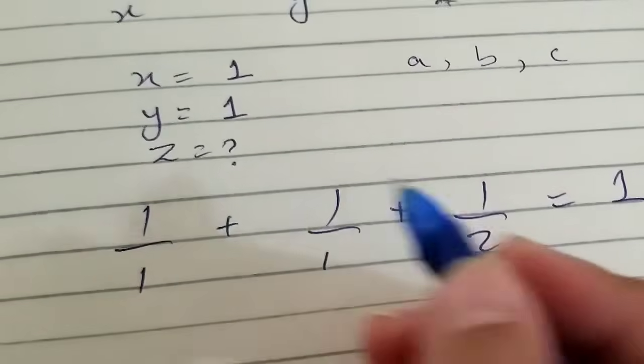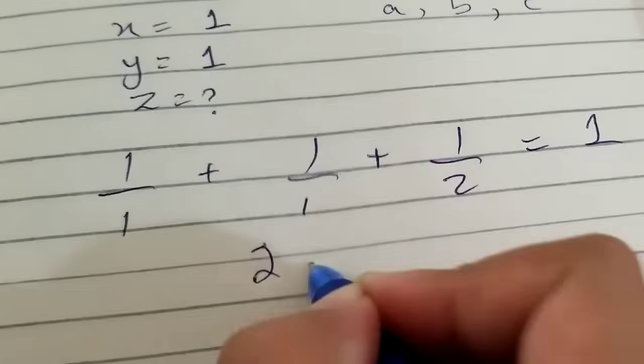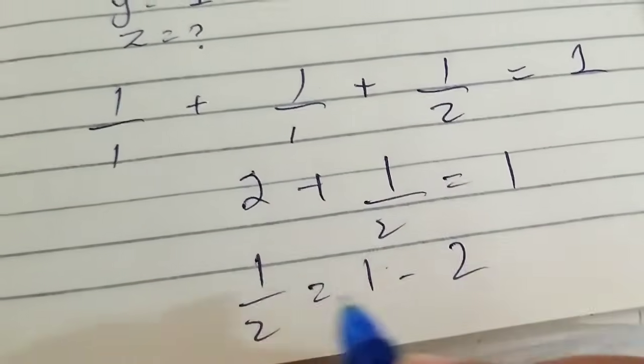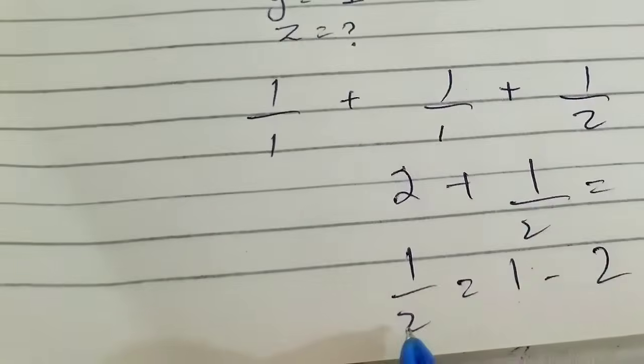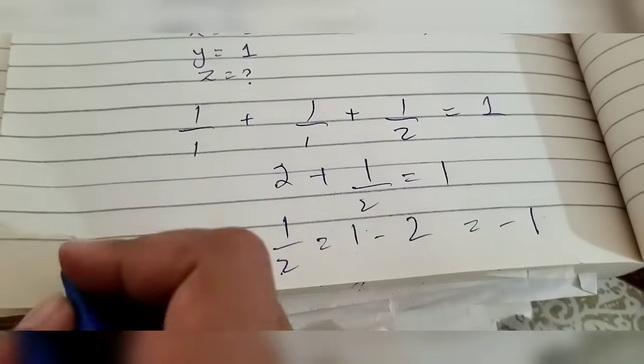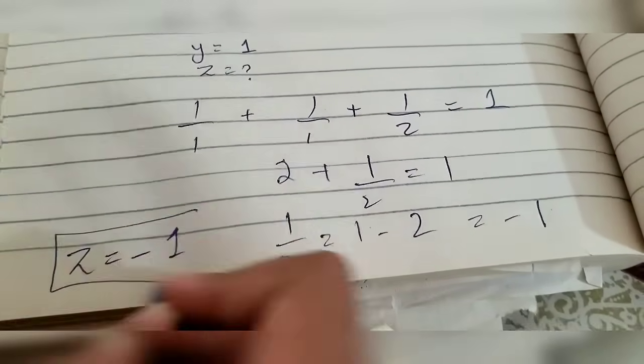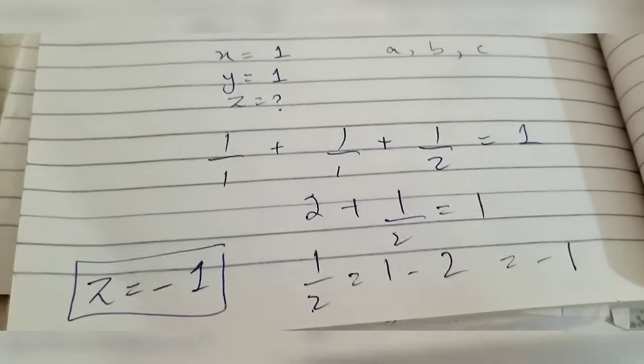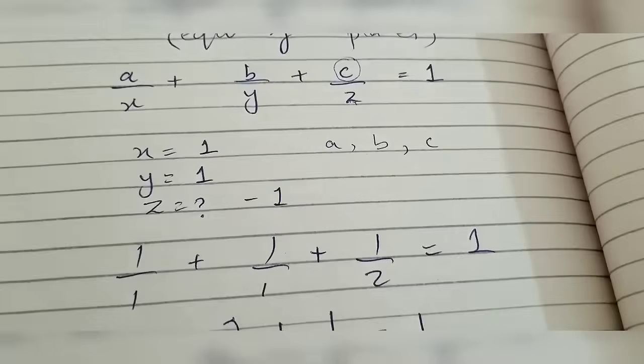1 over 1 is simply 1. 1 plus 1 is 2. 2 plus 1 over z equals 1, and 1 over z equals 2 gets right there, and it is minus 1. And if you take z in this direction and minus 1 in this, we'll get z equals minus 1 simply. Or if you take the reciprocal on both sides, then we'll get z equals minus 1. So the z-intercept is minus 1 here.